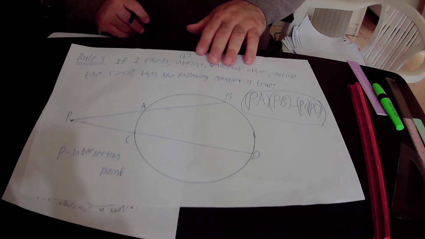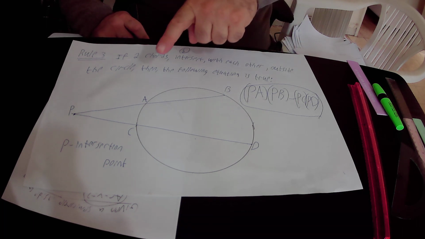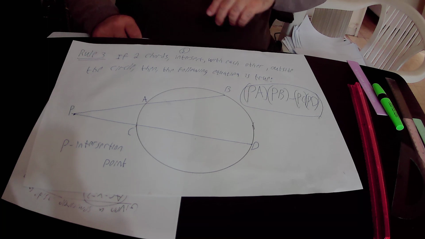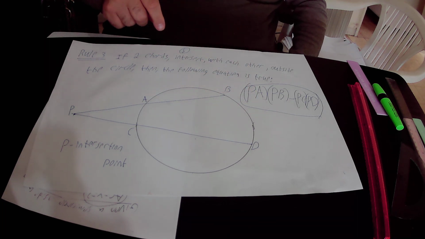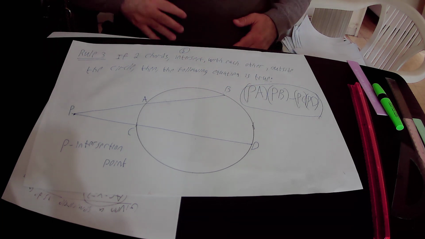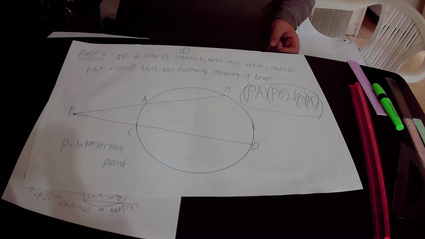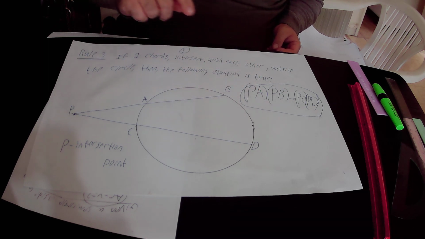So here we have chord AB that intersects with chord CD at point P. Point P is the intersection point of chord AB with chord CD. Then according to rule number 3, PA times PB equals PC times PD. So whenever you have two chords that intersect with each other outside the circle, then this equation is true.